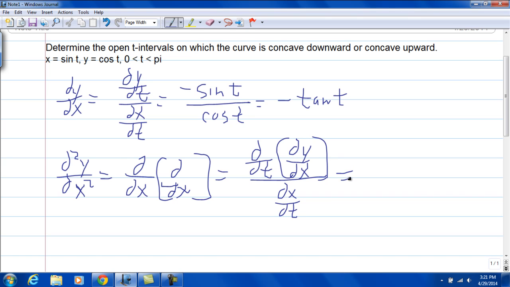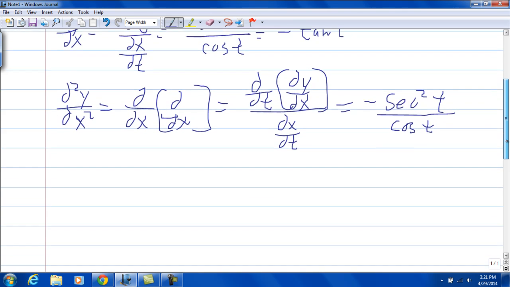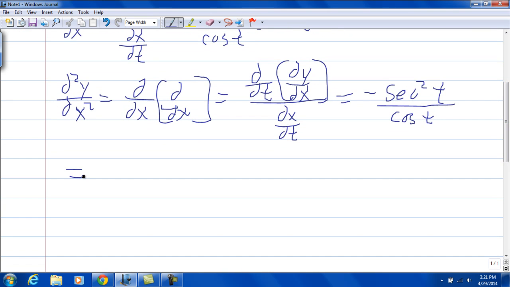So the derivative with respect to t of dy/dx is the derivative of tangent, and that's going to be negative, because it's negative already, negative secant squared t, and dx/dt is going to be what we found before, cosine. So we have the second derivative of y with respect to x. It's going to end up being negative 1 over cosine cubed t, because secant squared t is 1 over cosine squared t.